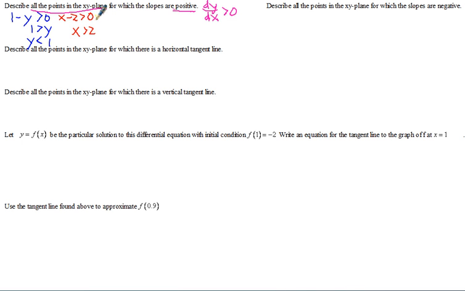Or, since they're divided by each other, they could both be negative, and negative divided by negative is also positive. So the other possibility is 1 minus y is less than 0, and x minus 2 is also less than 0. So when you add the y, you get 1 is less than y, which means y is greater than 1. Here add the 2, you get x is less than 2.